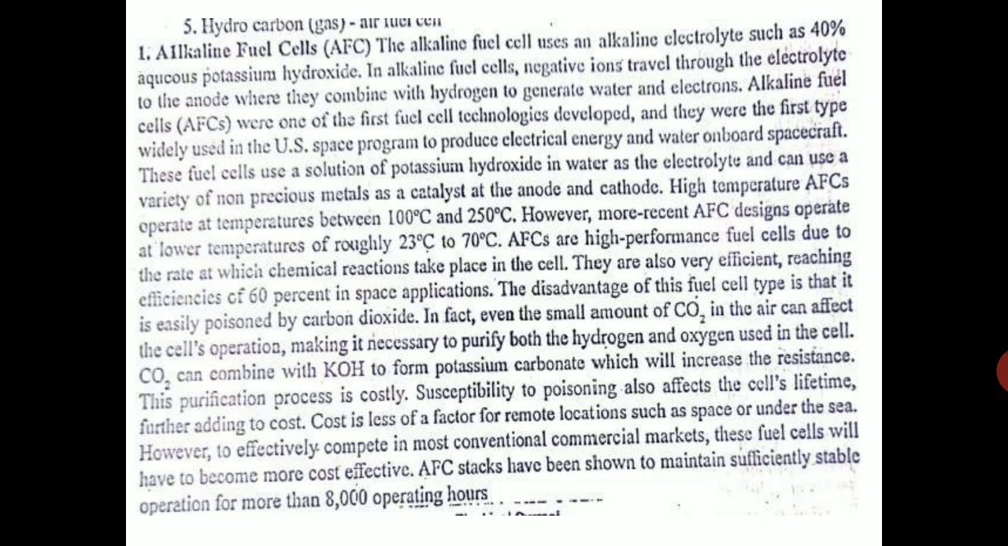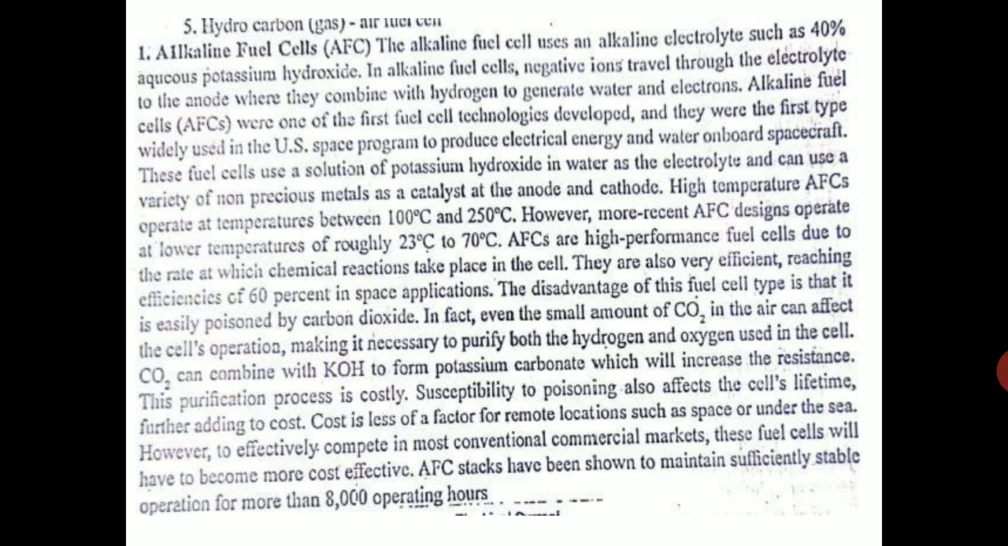AFCs are high performance fuel cells due to the rate at which the chemical reactions take place in the cell. They are also very efficient, reaching an efficiency of 60% in space applications. An IC engine has only 35 to 40% efficiency, but a fuel cell can go up to 60% efficiency.